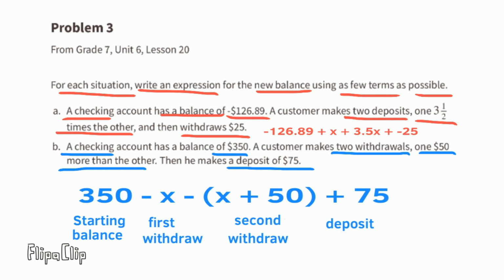Look at the negative sign to the left of the parentheses. That means negative times a positive X. That's a negative X. So we have a total of 2 negative X's, or negative 2X. That negative sign on the outside of the parentheses multiplied by a positive 50 equals a negative 50. 350 and a negative 50 is 300. And then add the $75 at the end, and you have 300 plus 75, or 375. So we've rewritten this expression with just 2 terms, 375 minus 2x.